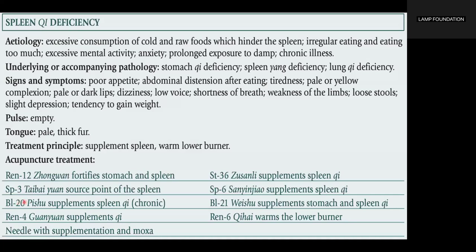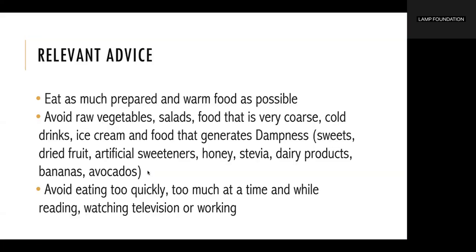Stomach 36, supplement spleen Chi. Spleen 6 also supplements the spleen Chi. Bladder 21 to supplement stomach and spleen Chi. Ren 6 to warm the lower burner. We needle with supplementation and moxa.